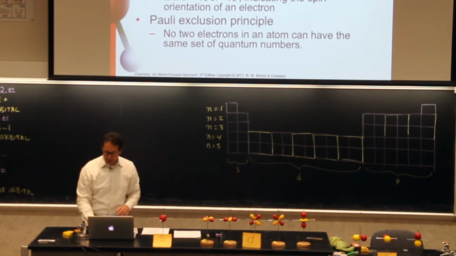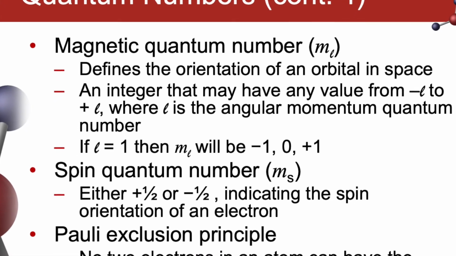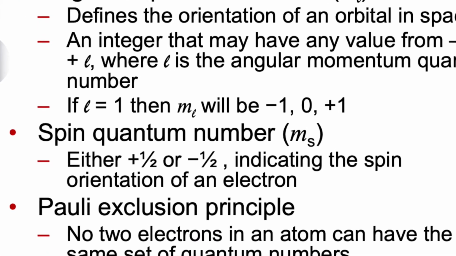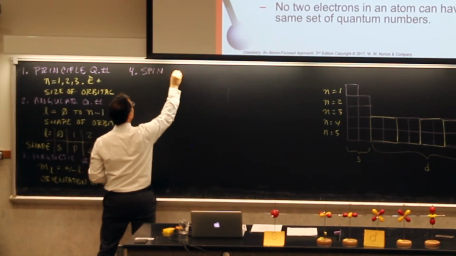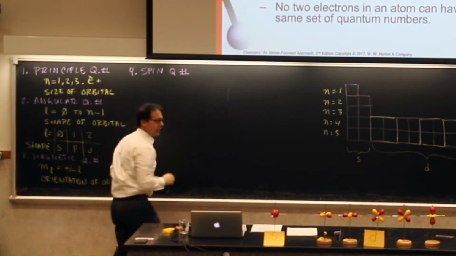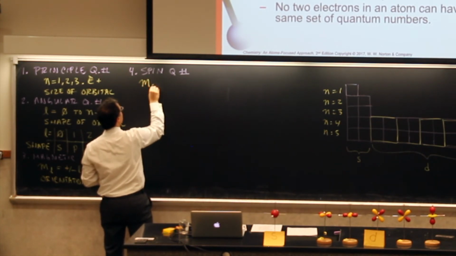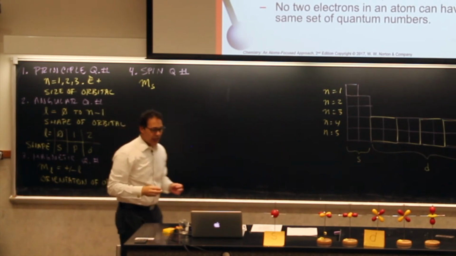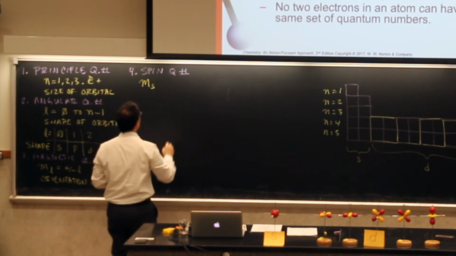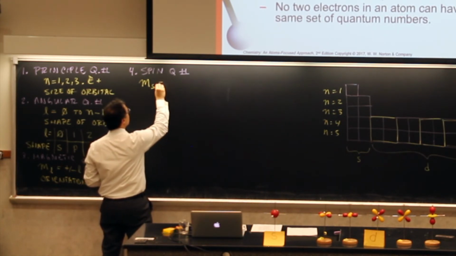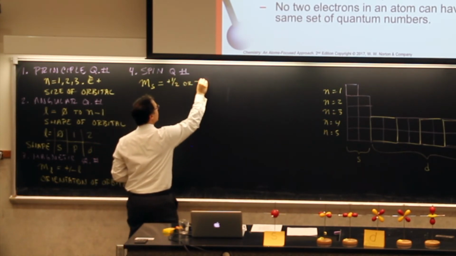And then our last quantum number is called our spin quantum number. I'm just going to write this up here. Say number 4 is our spin quantum number. And our spin quantum number, this is m sub s. This is going to tell us that no 2 electrons in an orbital can have the same spin. And so this is going to be equal to plus 1/2 or minus 1/2.